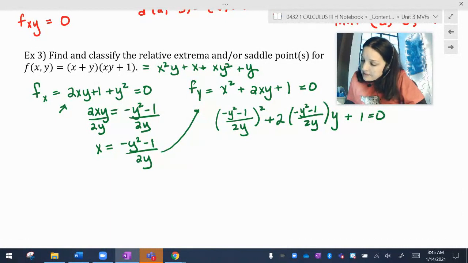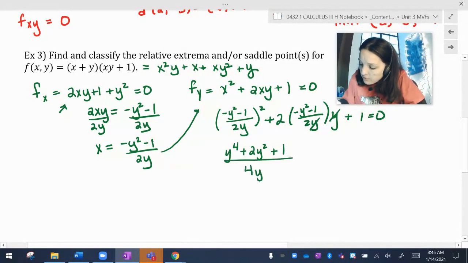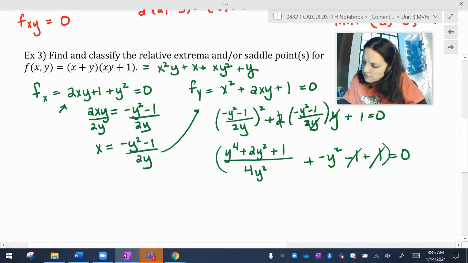Fine. So let's see what happens now. When I square this, I really get y to the fourth minus 2y squared plus 1. Nope, that'll be plus 2y squared. Excuse me. Over 4y squared plus, oh, you know what? These 2's cancel. Negative y squared minus 1 plus 1 equals 0. I don't like the fact that I have a fraction, so I'm going to multiply both sides by 4y squared.